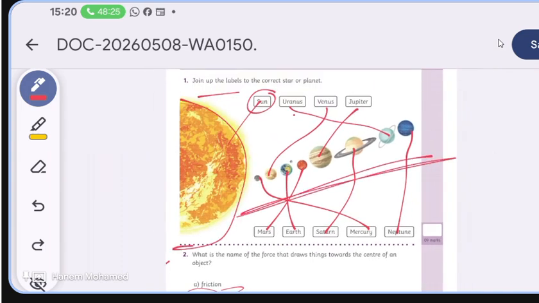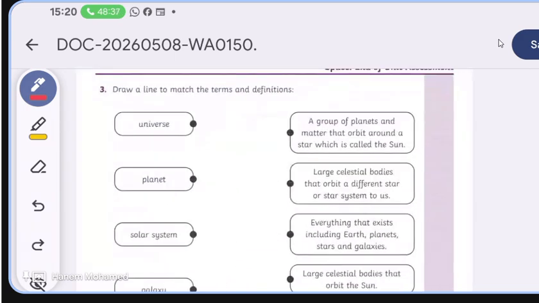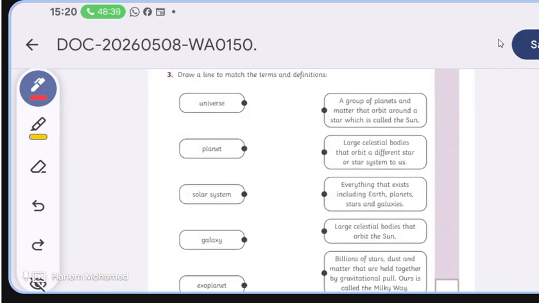Can you see the size? The sun is bigger compared to the size of the planets. It uses its size and its gravity to draw all the planets around it, so they are spinning around it all the time. Now we are going to match.